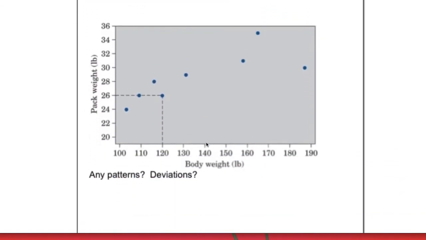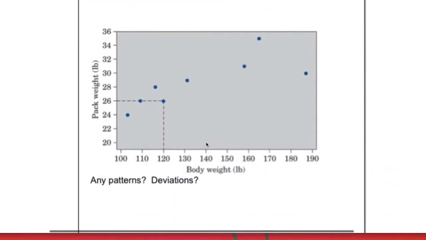Okay, so here's what that data looks like graphed. Again, later we will learn how to do this on our calculator, but here's nonetheless what that looks like when it's graphed. And so we have our scatter plot. Body weight, your explanatory variable, is always on the x-axis. Your response variable is always on the y-axis. So body weight is horizontal, pack weight is vertical.